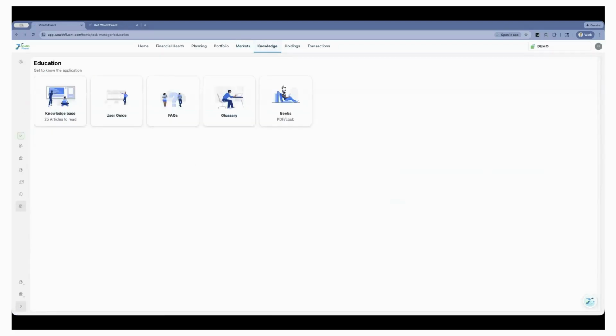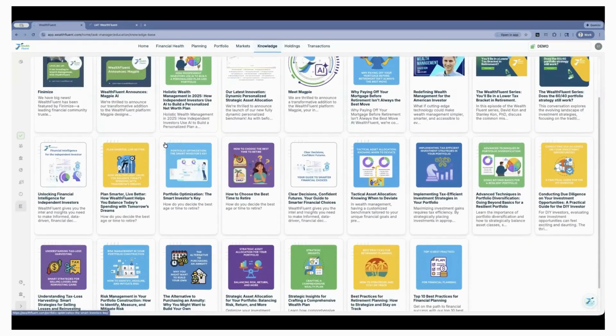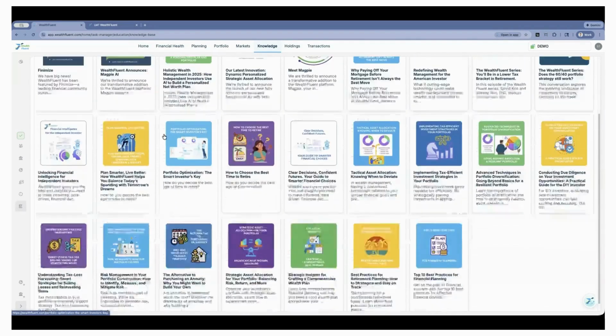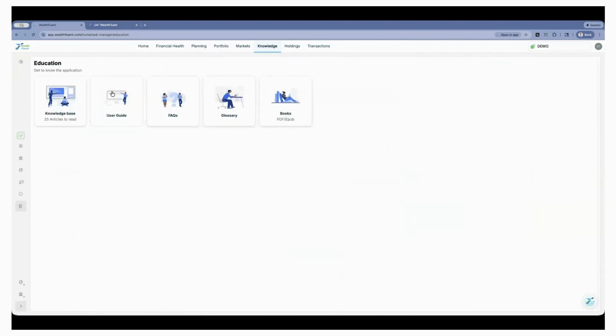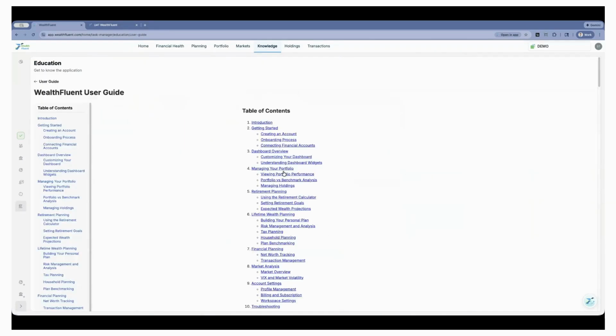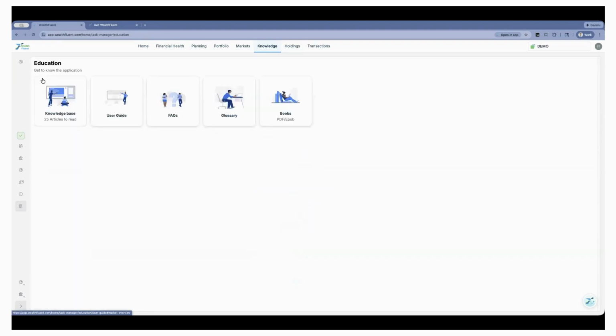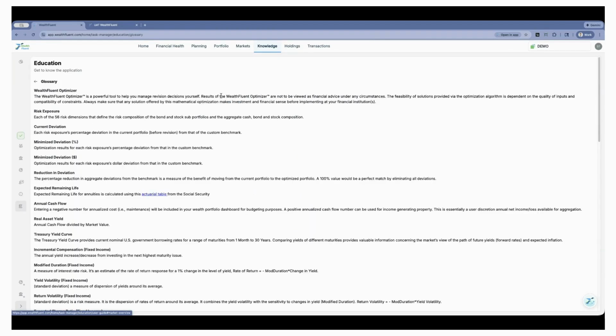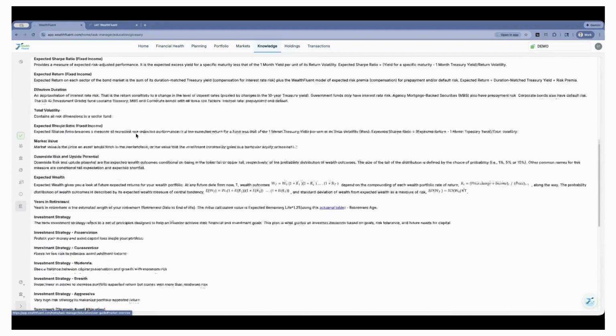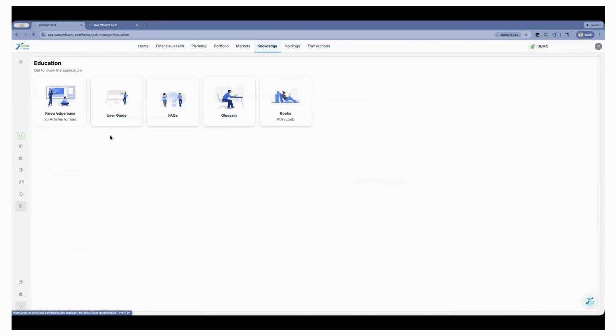And we touched on earlier where the book is, but we also have a large knowledge base of all of the articles we've produced and put out there. You have a user guide if you want to find and read around things, of how to use it. You always have access to the glossary. So there's plenty of cases where things like duration have lots of different definitions out there. These are the definitions of what is actually used in WealthFluent.